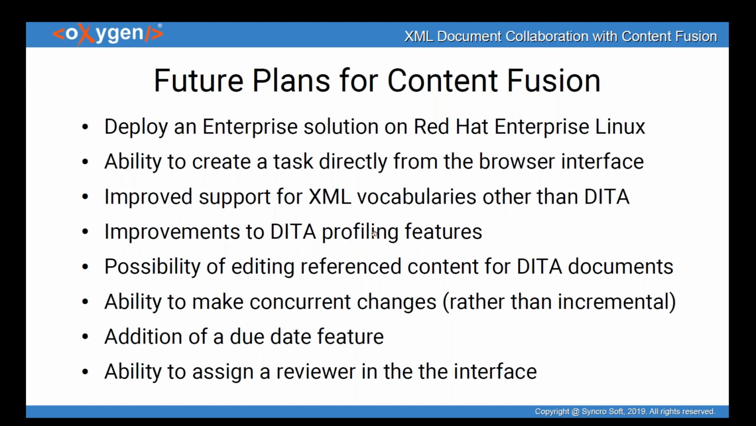As it is, if you send a document with content references, the reviewer can see the conref content, but they aren't able to click it and edit it, but in the future they will be able to. There'll be the ability to make concurrent changes rather than incremental. Some teams and organizations want the ability for the changes to be concurrent. We'll add a due date feature, and you'll have the ability to assign a reviewer in the interface instead of sending the link to them.